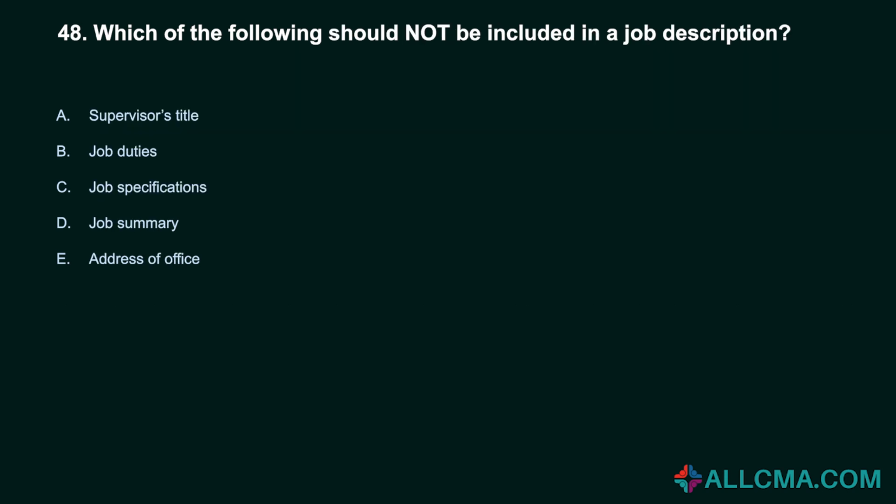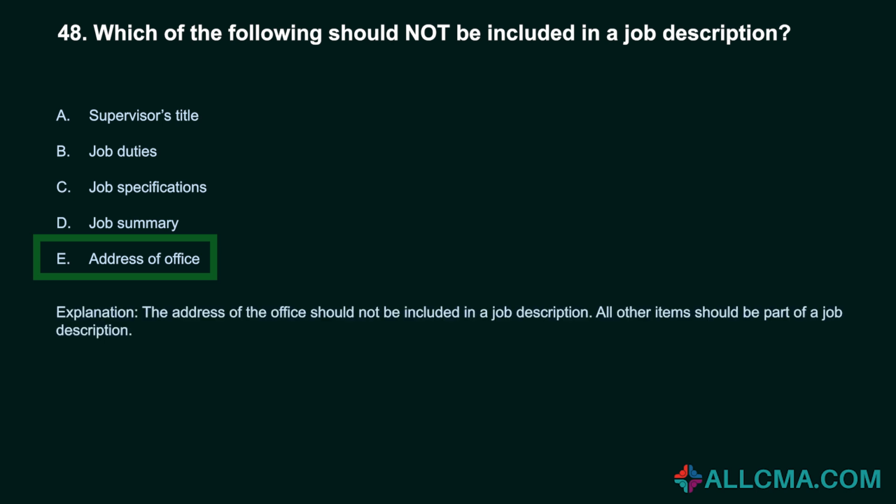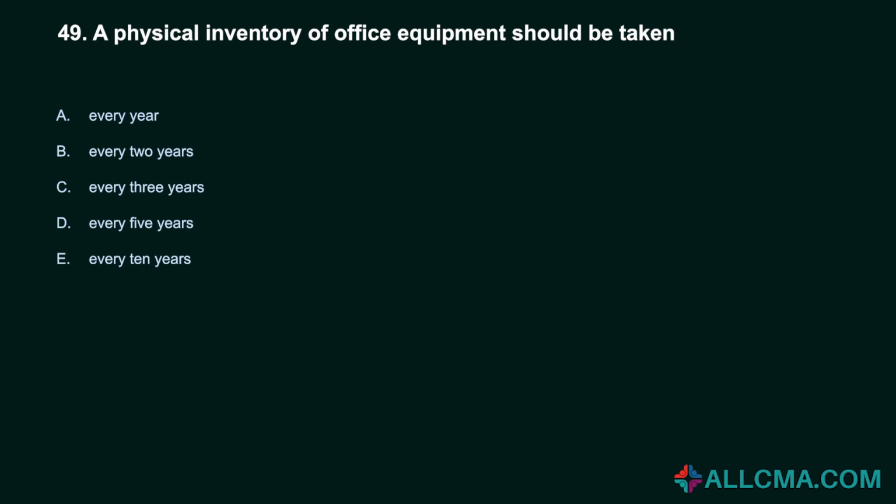48. Which of the following should not be included in a job description? A. Supervisor's title. B. Job duties. C. Job specifications. D. Job summary. E. Address of office. Correct answer, E. Address of office. The address of the office should not be included in a job description. All other items should be part of a job description.